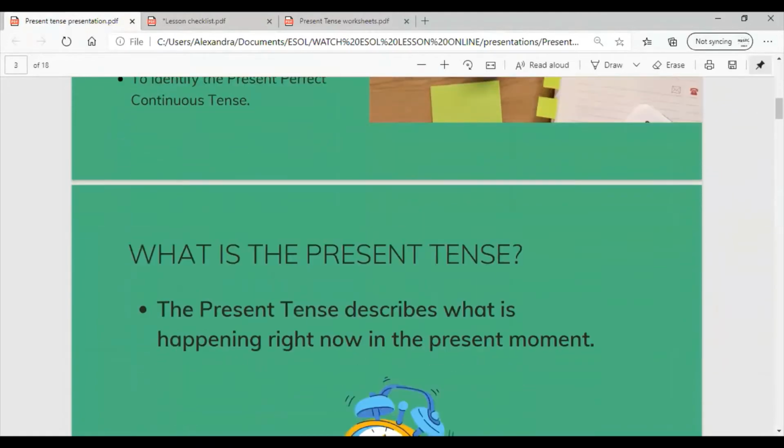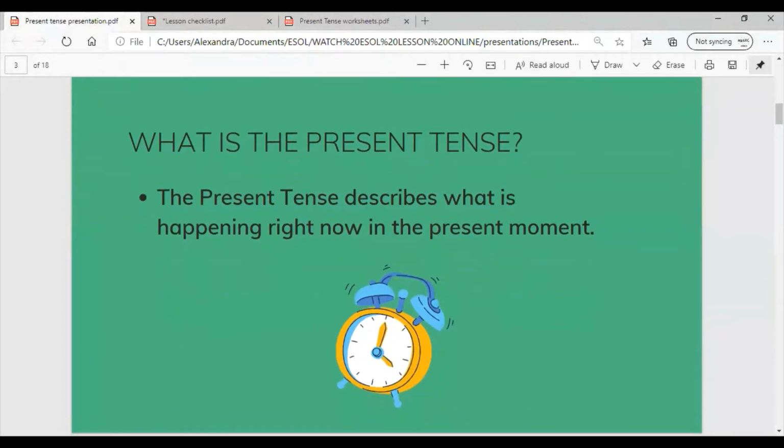We'll get started. Okay, so what is the present tense? The present tense describes what is happening right now in the present moment. So if I was to use the present tense, I would say I am teaching an ESOL session. So that would describe what I'm doing right now. Or if you were to use the present tense about yourself, you could say you are watching an ESOL session. So you can see how that's describing what is happening right now in the present moment.